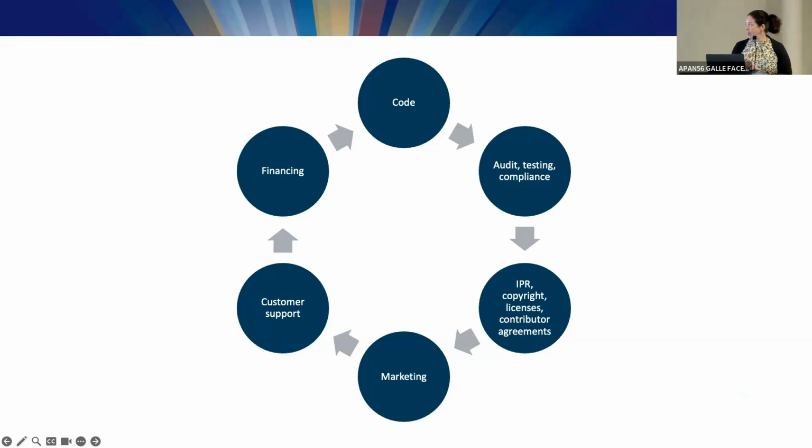We need things like IPR, copyright, licenses, contributor agreements. And if you're a guy who just wants to write code, you're not going to want to sit there thinking about IPR and getting people to sign documents. You need help and support there. We need marketing. We need to promote them. We have things like EduVPN, which have beautiful websites. Our developers aren't doing that. Someone else is doing that for them.